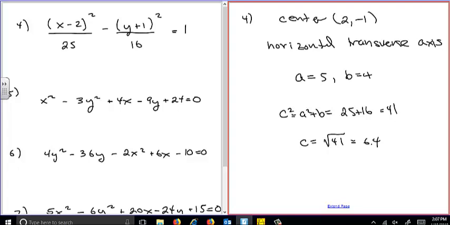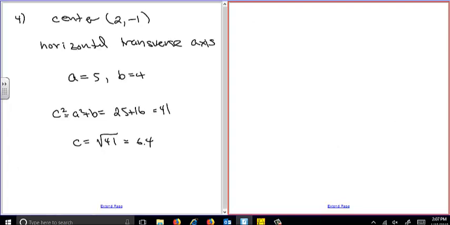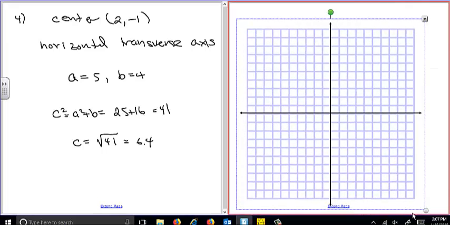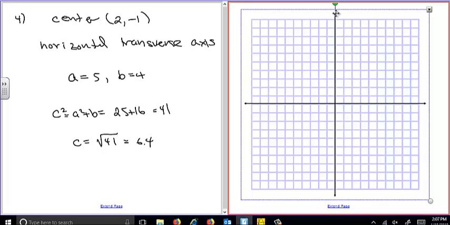Okay, so we can plot now. Again, use the standard scaling on this graph, 10, minus 10 on each axis. Plot the center, 2, -1. It's a horizontal transverse axis, so we're going to go 5 in the x direction, 1, 2, 3, 4, 5, and 5 in the other direction.